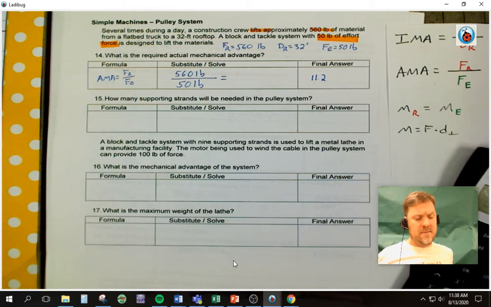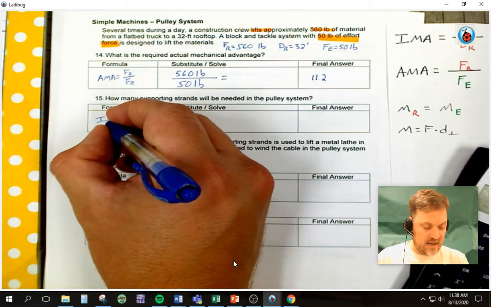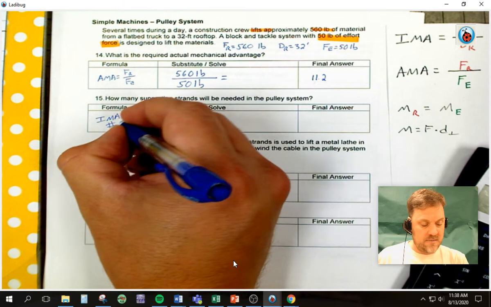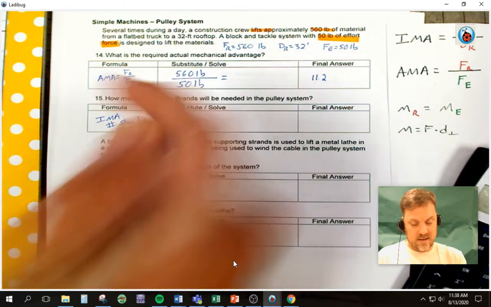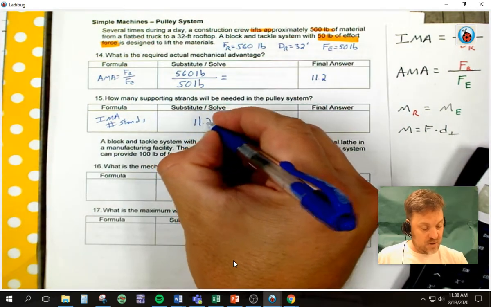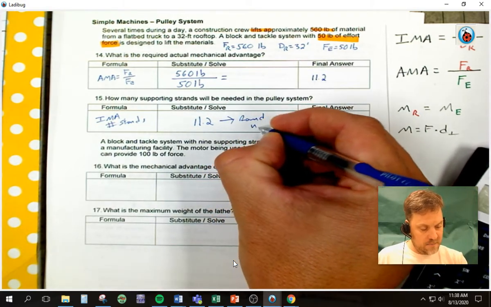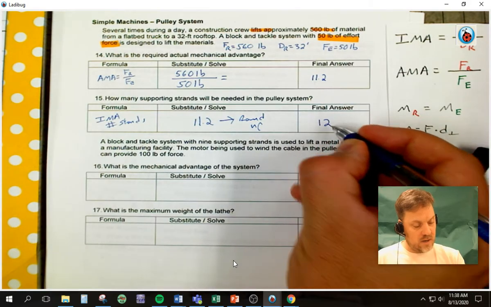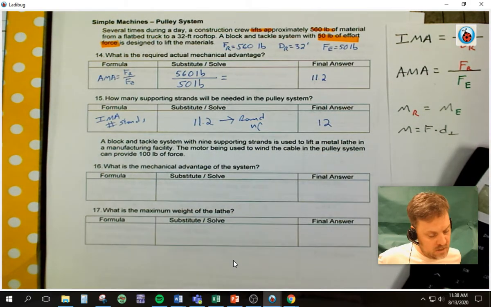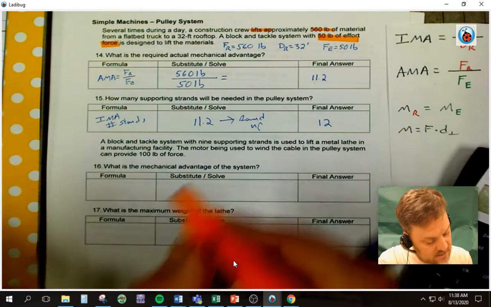Now here's the deal. The next problem says, how many supporting strands are we going to need? So remember, ideal mechanical advantage on a pulley system is the number of strands in opposition, and I can't have 11.2 strands. So on this one, we could say IMA is the number of strands, and if I had 11.2, I've got to round up, right? So we really are going to have 12 strands in opposition.